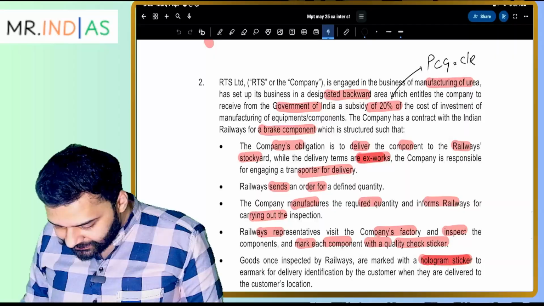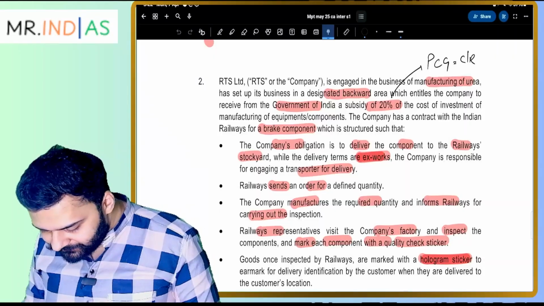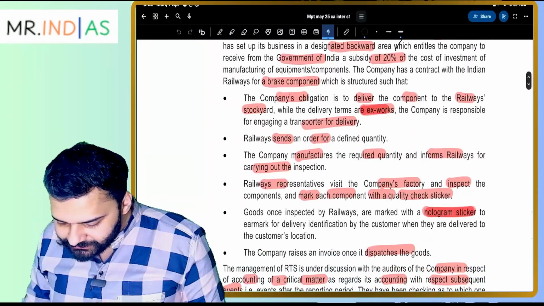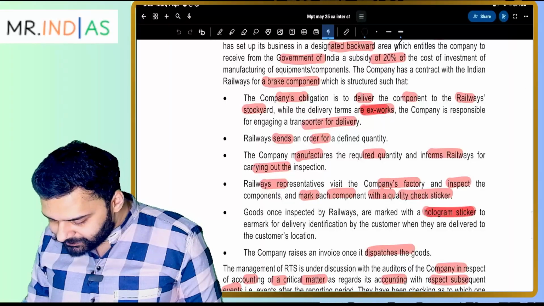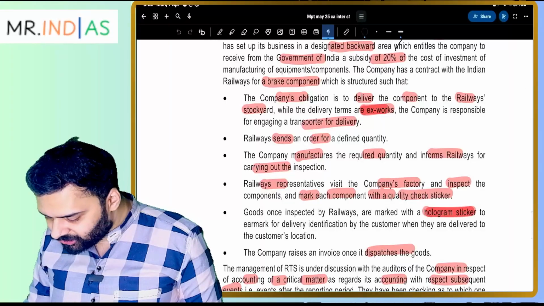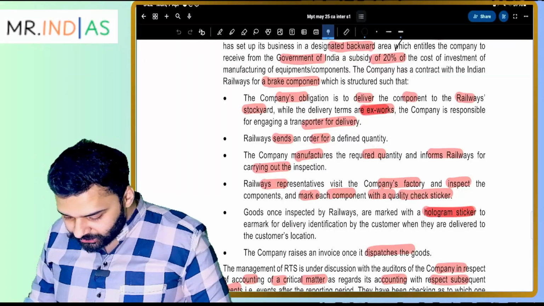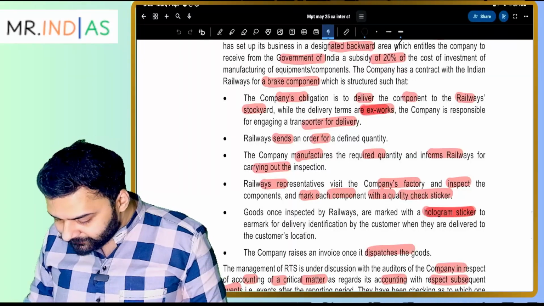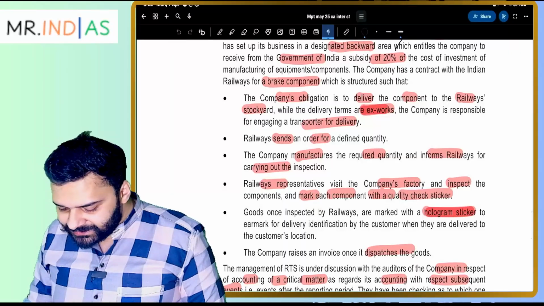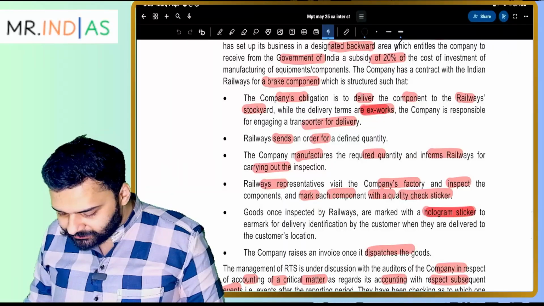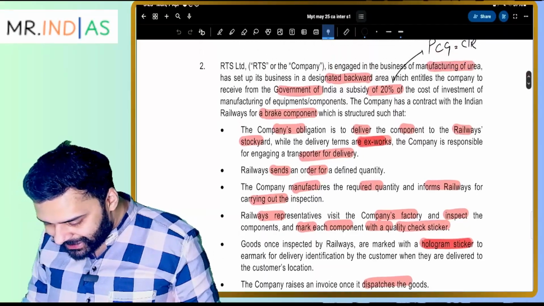The railway sends an order for the defined quantity. The company manufactures the required quantity and informs the railway for the carrying out of inspection. Railway representatives visit the company's factory and inspect the component, marking each component with a quality sticker. Goods once inspected by railway are marked with a hologram sticker to earmark for delivery and identification by the customer when they are delivered to the customer location. The company raises an invoice once it dispatches the goods.